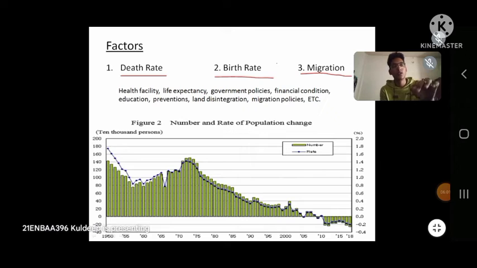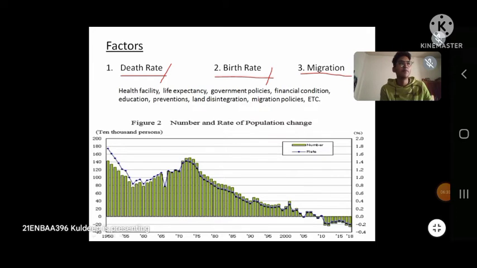So what is death rate? Death rate is how many people are dying in a country in a particular year. The death rate is high due to less health infrastructure and a lower standard of living, not very hygienic conditions, and many other problems. And then the birth rate is high due to many reasons. We will see them one by one.